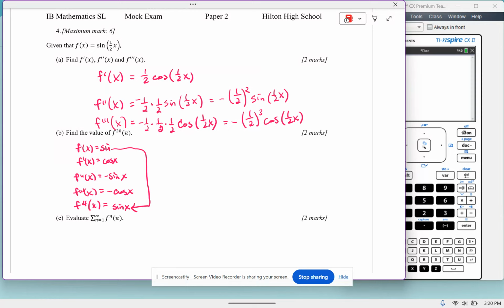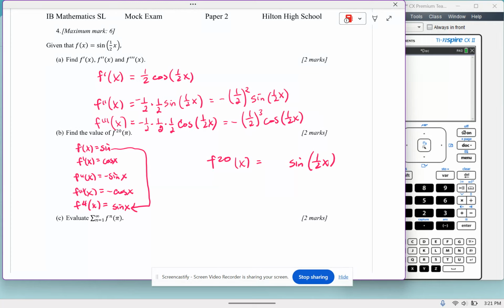What is 20 a multiple of? 4 times 5. So it's really the original again. That's the trig function part. I've got that part, and now we have to figure out the coefficient.